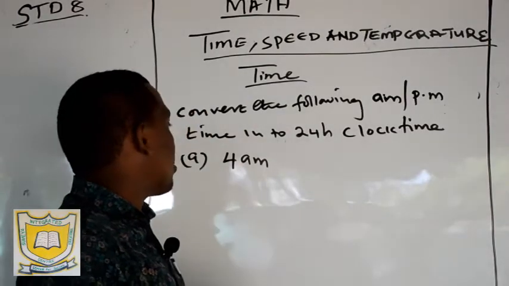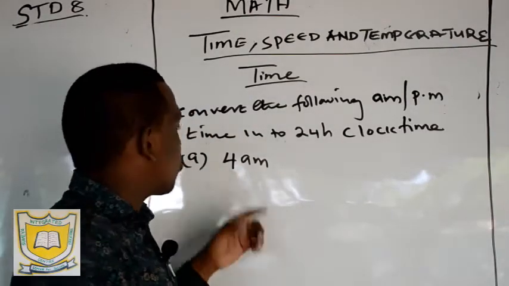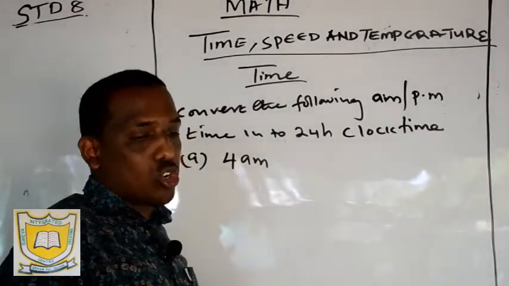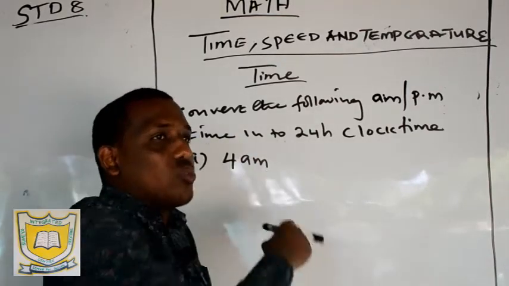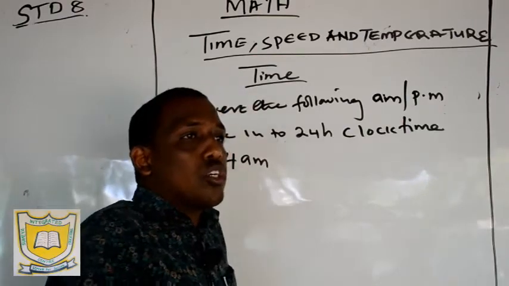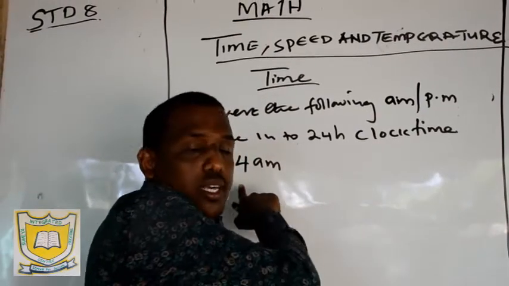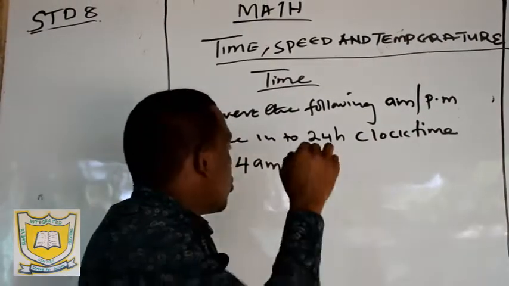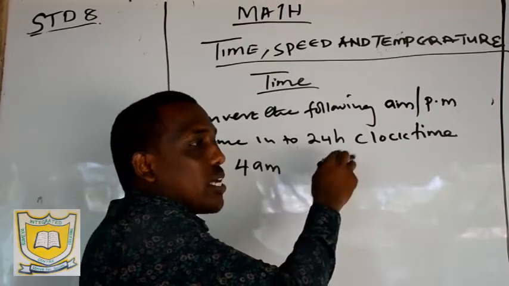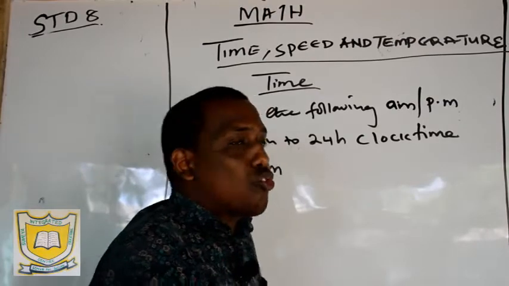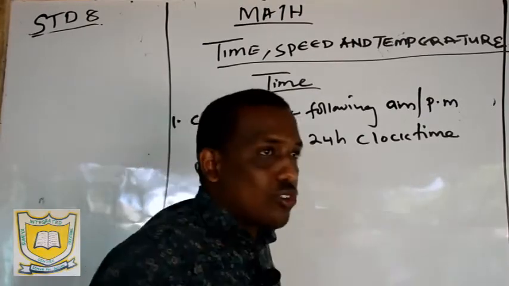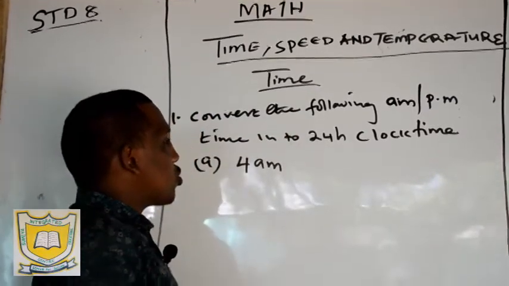Here you are given 4 AM. We want to change this 4 AM into 24-hour clock system. Remember, when you are changing AM into 24-hour clock system, we introduce a 0 in front of the hour. When we are changing PM into 24-hour clock system, we add 12, so you should know the difference.